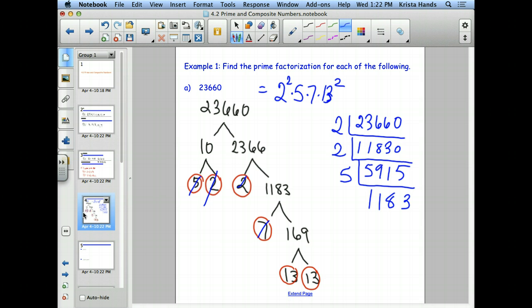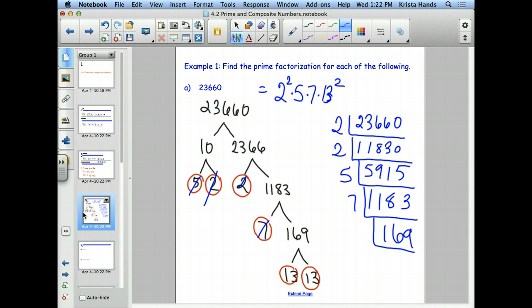1,183. All right, I don't need to test 2's or 3's or 5's. I've already done that, right? And this number is not divisible by 5, so we just keep going up. What's the next prime number after 5? 7. So we try 7, and we know, because we've already done it once before, that 7 does in fact work. What does 1,183 divided by 7 give you? That's 169.